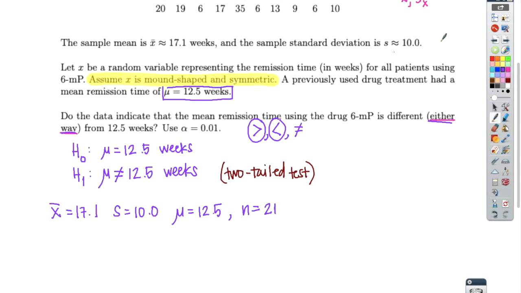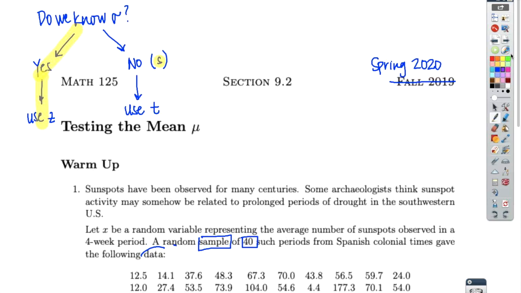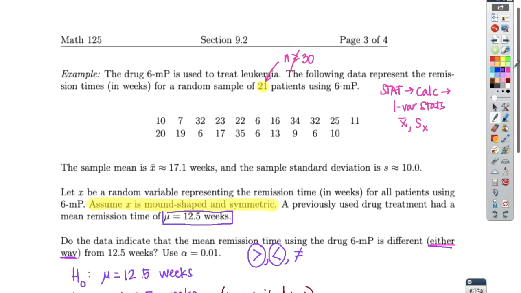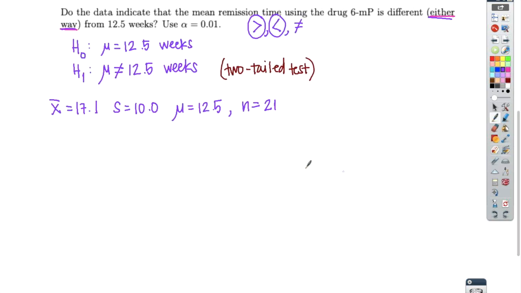So, following the same little decision tree that we talked about at the beginning of the section, do we know sigma? Well, the answer in this example is no. We don't know sigma. What we do have is the sample standard deviation, but we don't have the population standard deviation. So if you don't know sigma, you're not going to use z, you're going to use the student's t distribution. So that's how this section is a little bit different than section 9.1, but other than that, the exact same process. So we're going to use t.